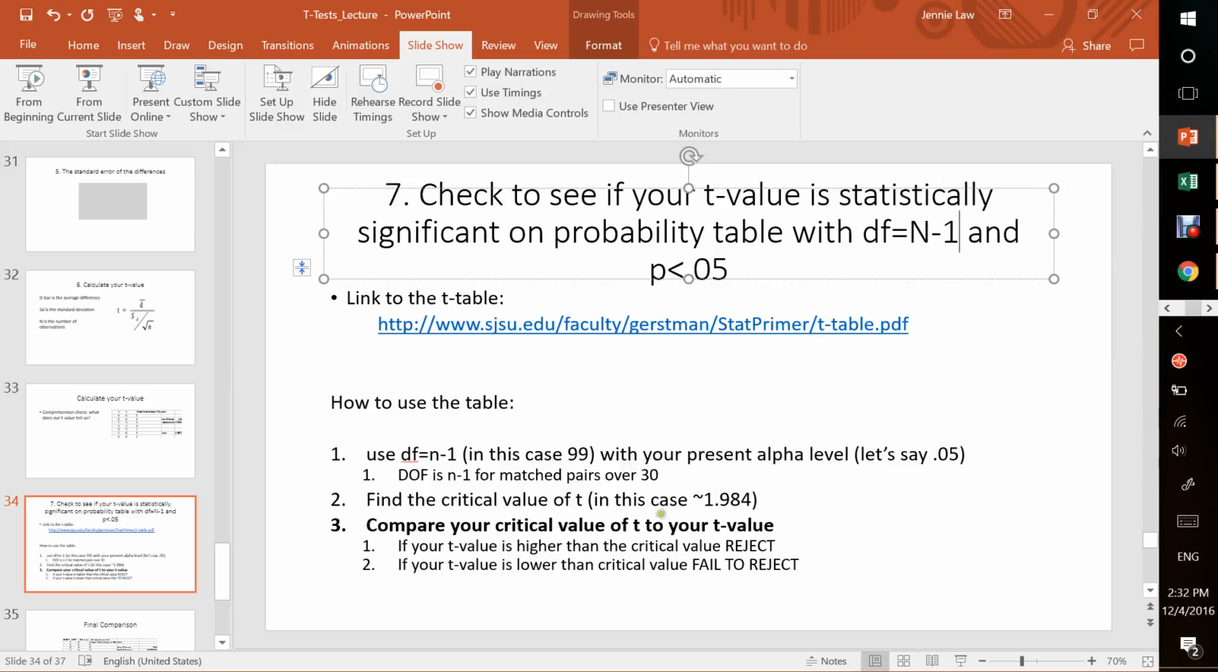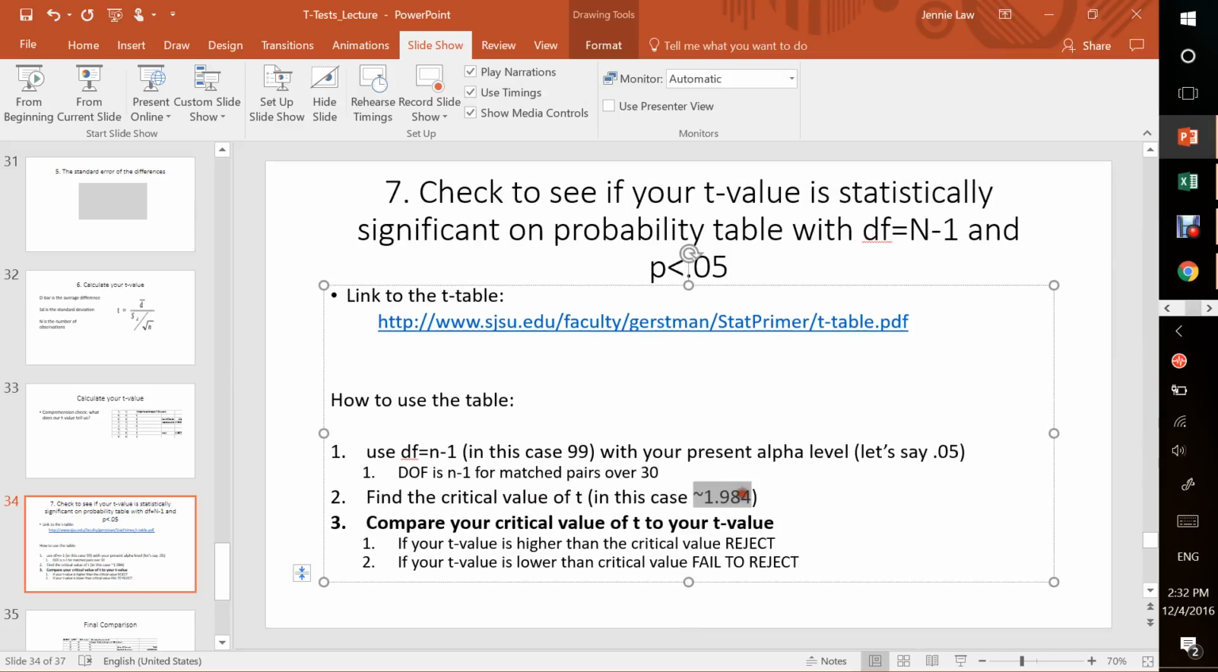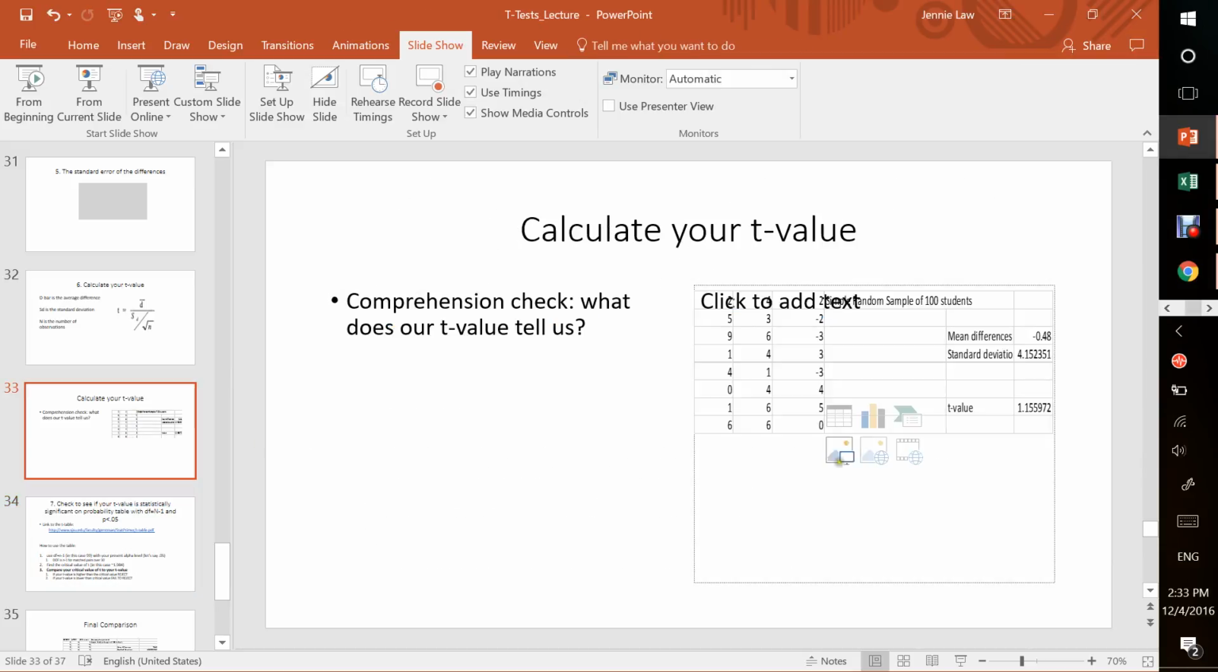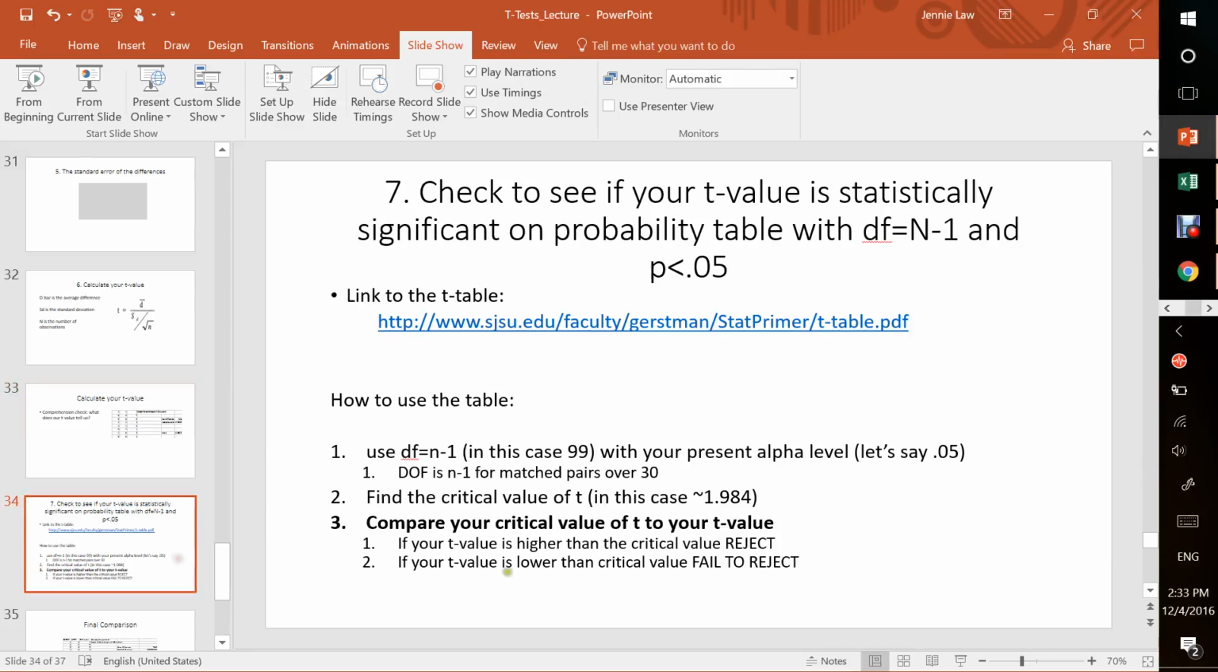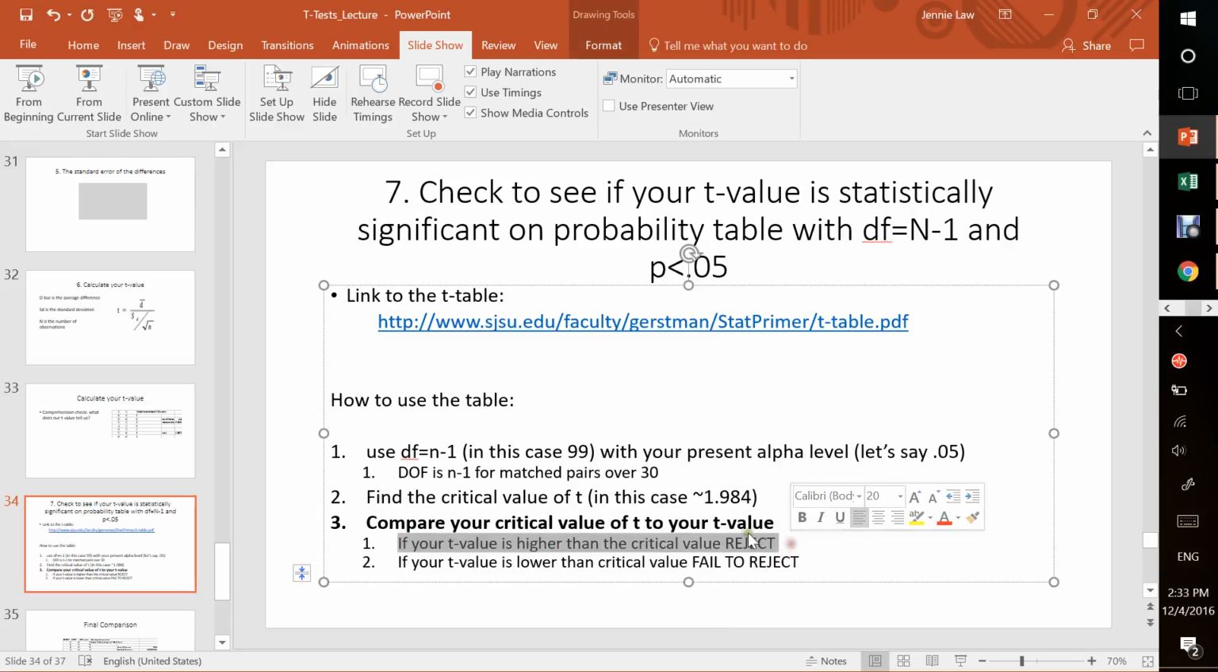So what we would do is look at our critical value, 1.984, and compare it to our t-value, which you'll remember was 1.15. And if your t-value is higher, you reject. But our t-value is actually lower than the critical value. So once again, we're going to fail to reject our null hypothesis. So we're saying we don't have enough evidence to say that drinking pre and post counseling changed.